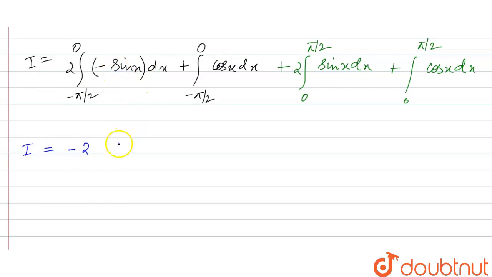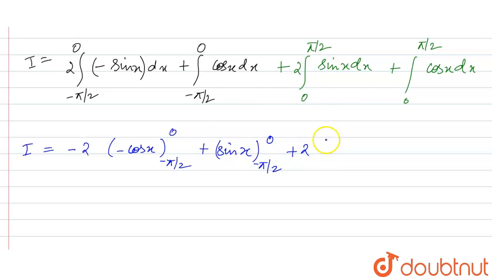So I will be equal to, this minus sign will come outside, so we have minus 2 times the integration of sin x, which is minus cos x, with the limit from minus pi by 2 to 0. Similarly, the integration of cos x is plus sin x, with the limit from minus pi by 2 to 0, and plus 2 times the integration of sin x, which is minus cos x, with the limit from 0 to pi by 2. And similarly plus the integration of cos x, which is plus sin x, with the limit from 0 to pi by 2.